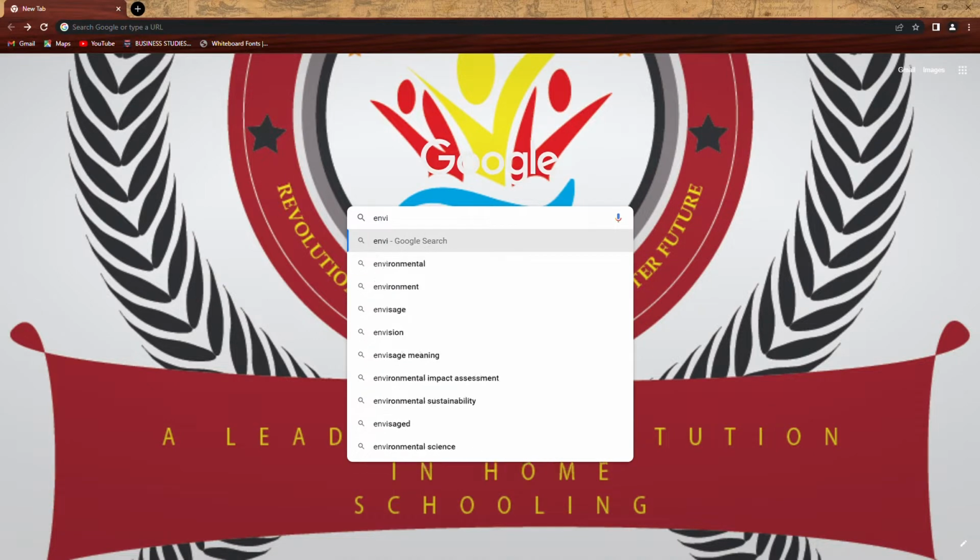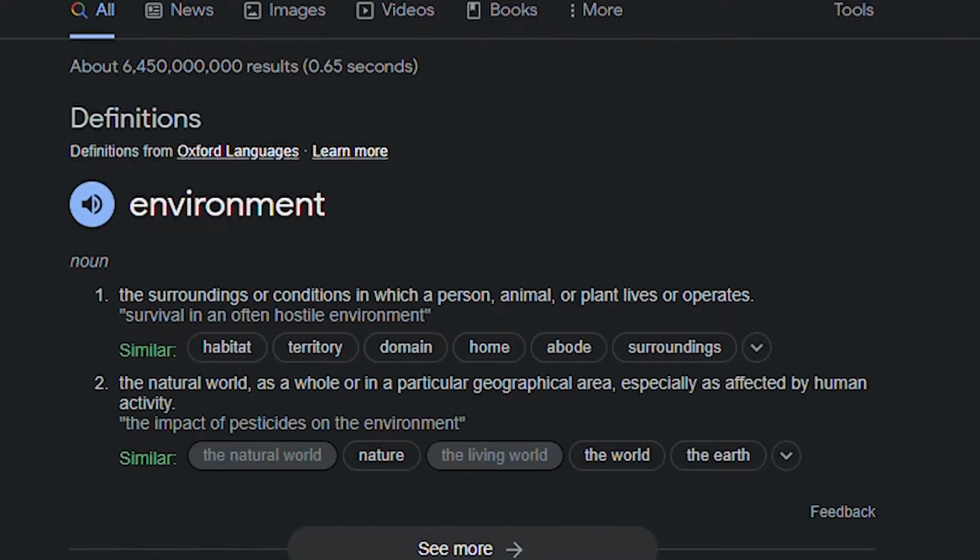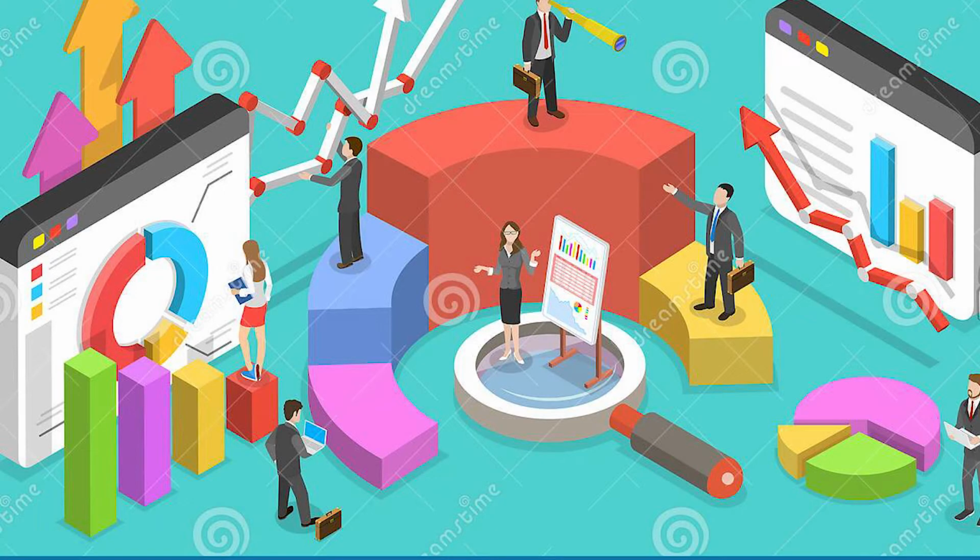Now, to start with, we are going to look at what an environment is. According to the dictionary, the term environment refers to the surroundings or conditions which a person or animal lives or operates in. Similarly, just like a plant, an animal or a person exists in surroundings or conditions that affect them, a business also exists in the midst of conditions, factors, or surroundings that affect its day-to-day business activities, and this constitutes its environment.